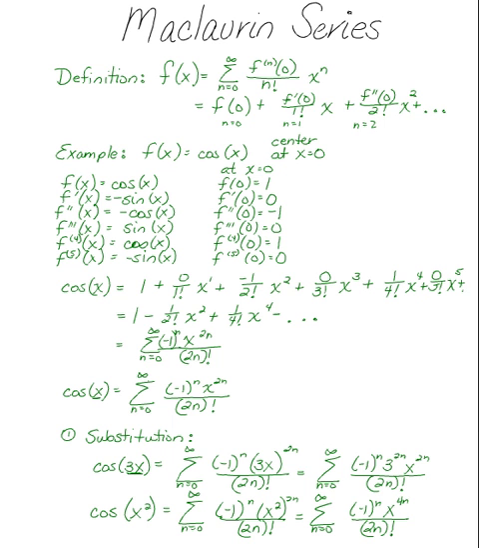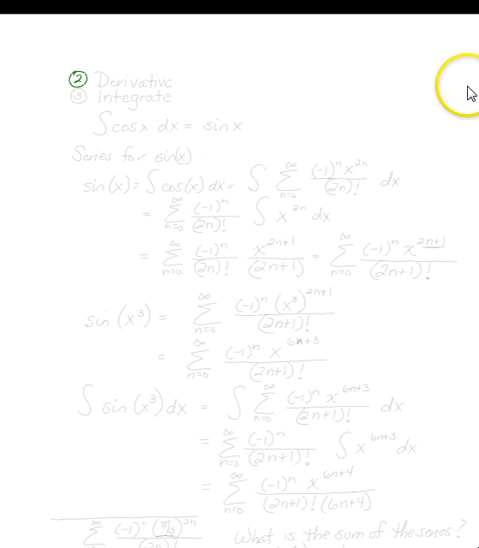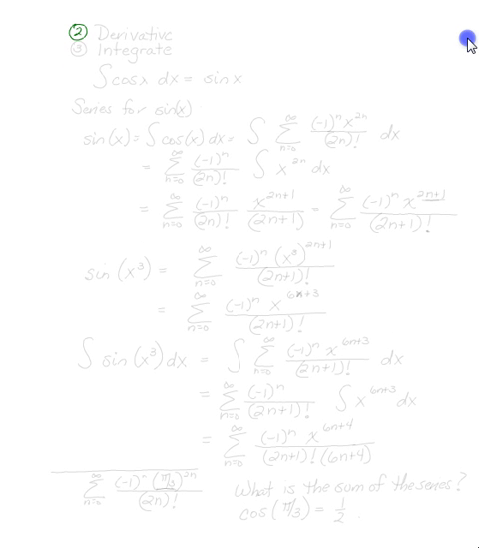So that's one way to get a new series from a known series. We can use substitution. The second way to get a new MacLaurin series from a known MacLaurin series is you can take a derivative. And the third way is by integration. So we could integrate both sides.